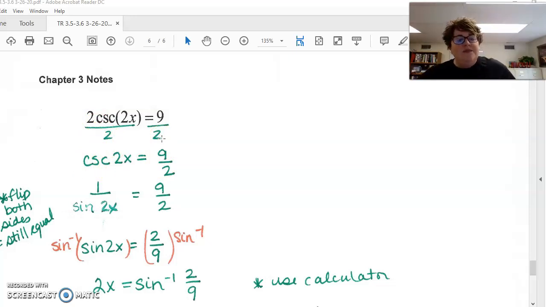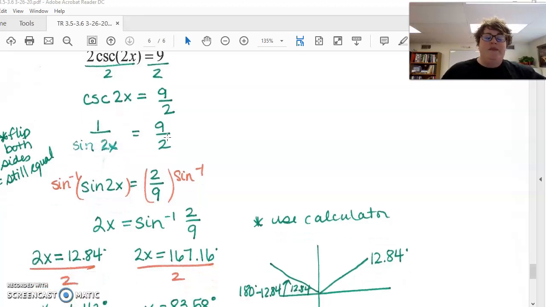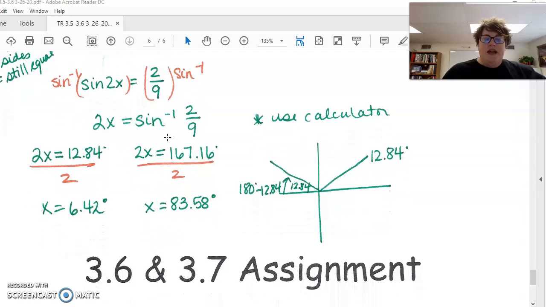Now rewrite that in terms of sine and cosine. Cosecant is 1 over sine. So I have 1 over the sine of 2x is equal to 9/2. Because I have two fractions, I can flip both, and that means I can get that sine 2x on top. So I have sine 2x is equal to 2/9. Take the inverse sine of both sides. We have to use our calculator again. When you put the inverse sine of 2/9 into your calculator, you should get 12.84 degrees. Now that is 2x is equal to 12.84 degrees.